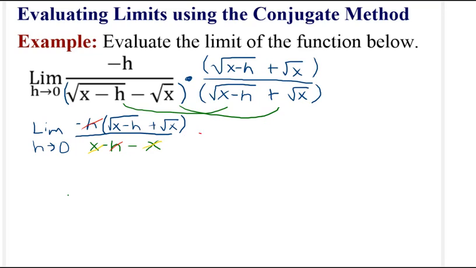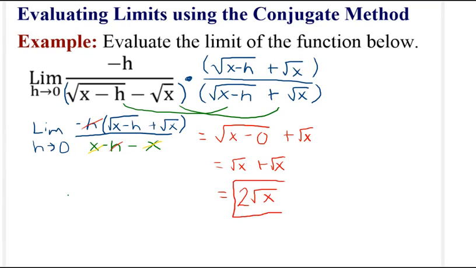So then from here, we can finally do the direct substitution. In this case, it says h approaches 0, so we'd have x minus 0, square root of x minus 0, plus square root of x. Well, x minus 0 would just be x, so we have square root of x plus square root of x. And square root of x plus square root of x would equal 2 square root of x. So in this case, this limit approaches square root of x.